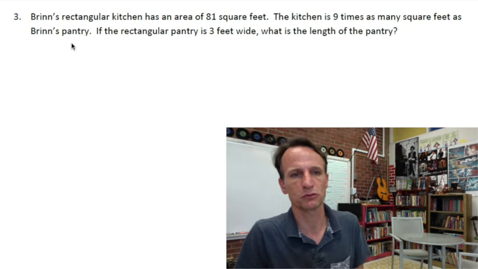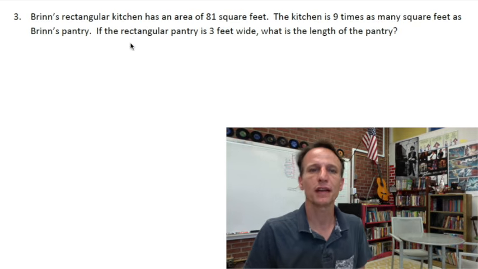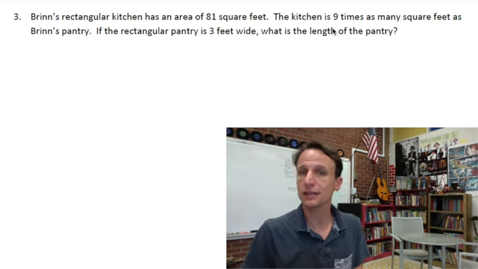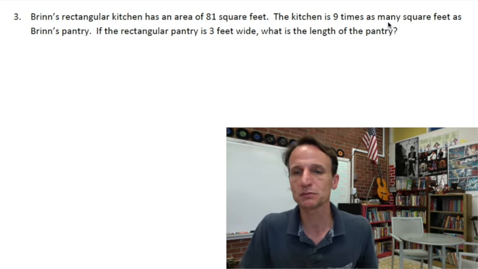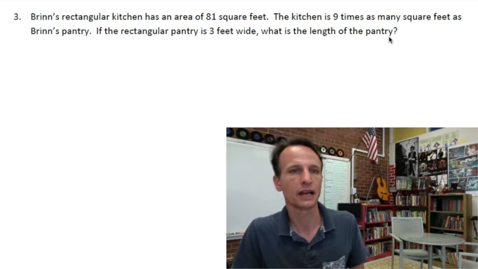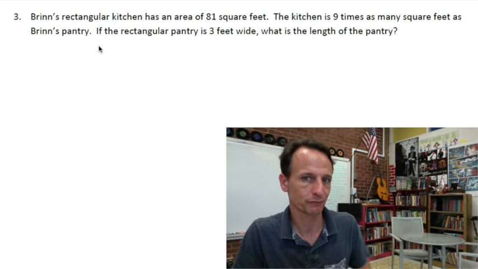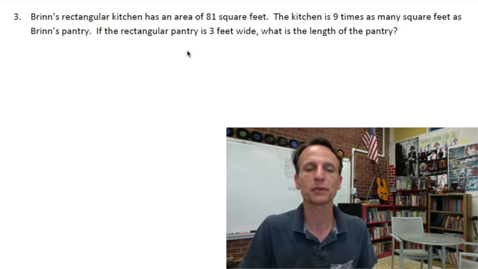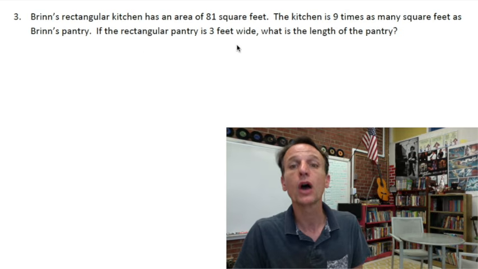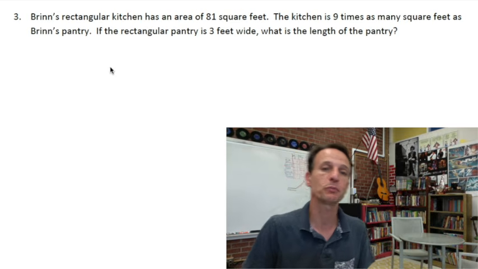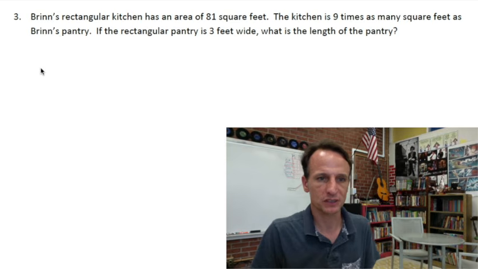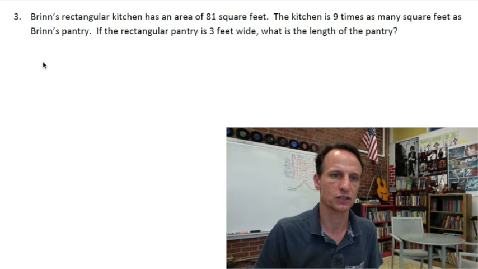So Bryn's rectangular kitchen has an area of 81 square feet. The kitchen is 9 times as many square feet as Bryn's pantry. Okay, that makes sense. Pantry is going to be the smaller thing, right? That's the closet. If the rectangular pantry is 3 feet wide, what is the length of the pantry? Ooh, this is interesting. Okay, so let's start by sketching out the kitchen, right?